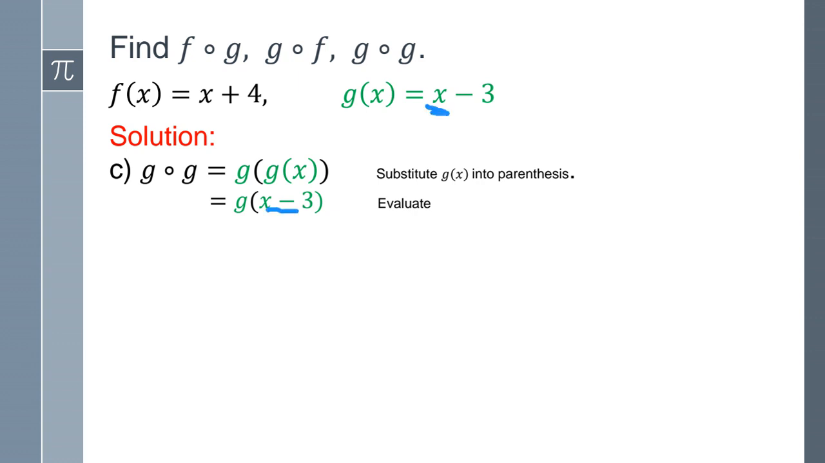Let me get the marker again. It's going to give us x minus 3, which I plug in there, minus 3, which is going to give us just x minus 6. So g of g will give us x minus 6. This is supposed to be a g here, guys. Okay, I made a mistake here. This is supposed to also be a g.